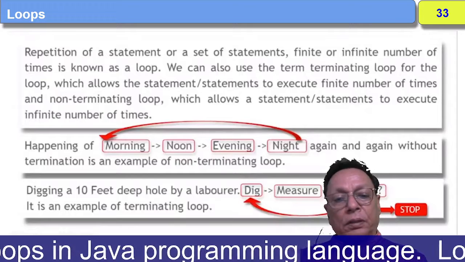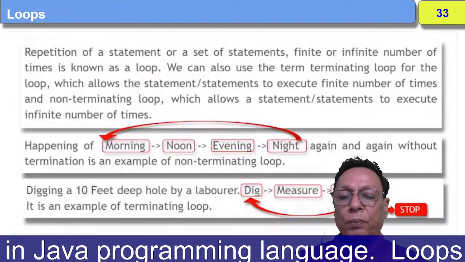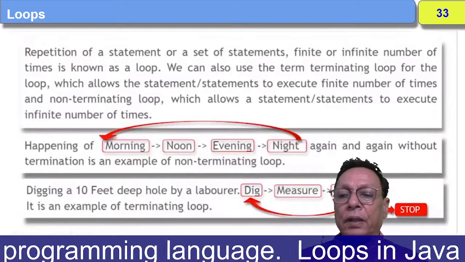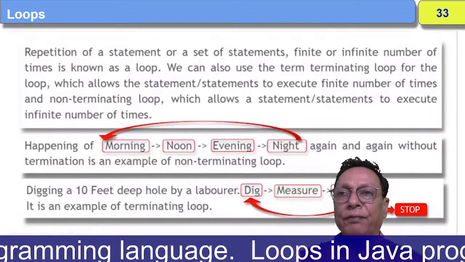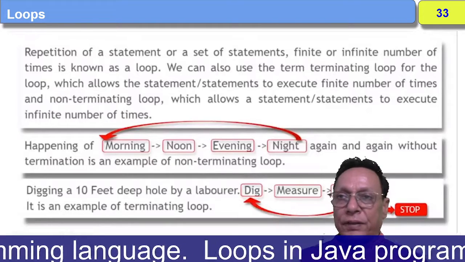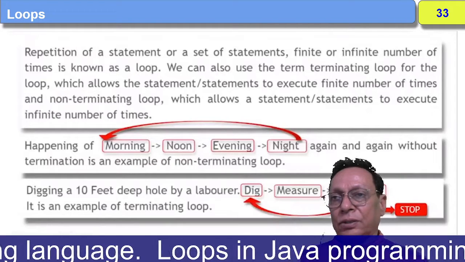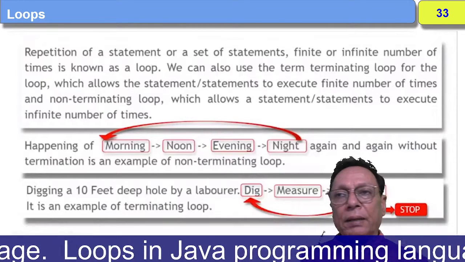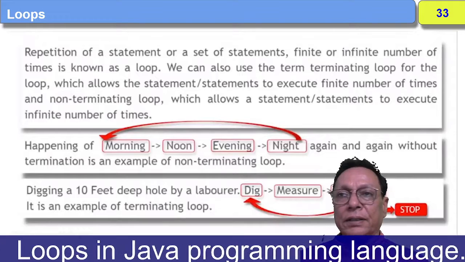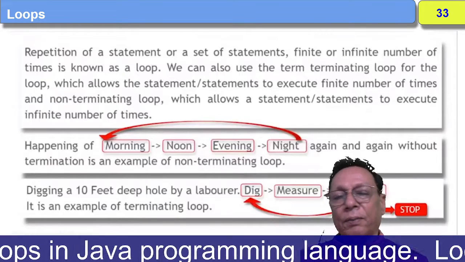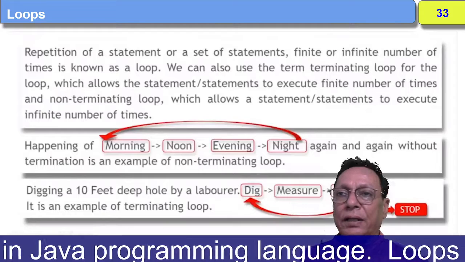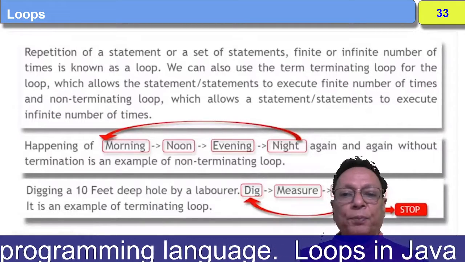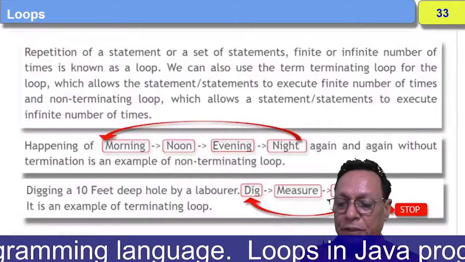And for a finite loop, take digging a 10 feet deep hole by a laborer. First he digs the hole, then he measures whether it is 10 feet deep or not. If it is 10 feet, then he will stop. Otherwise, he again digs the hole and again measures. And if it is 10 feet, then he stops. Otherwise, he keeps on digging the hole. So this is the kind of loop we are going to discuss in this presentation.